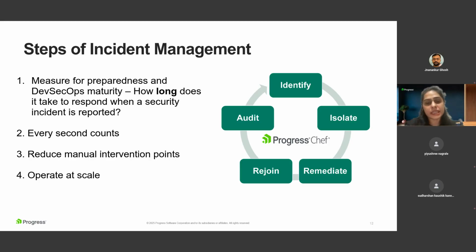Each of these steps can be automated and scaled using Chef's robust platform. Whether you're managing a system or a few or a thousand, Chef helps you respond quickly, consistently, and securely. Because remember, incident response is a race against time, and Chef gives you the tools to win this race.